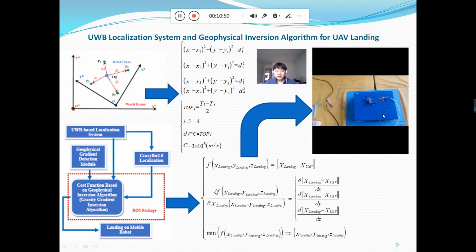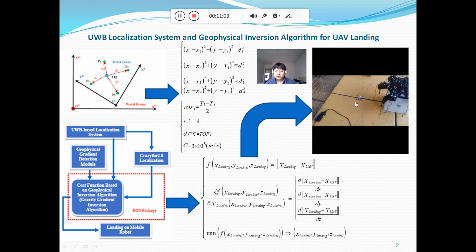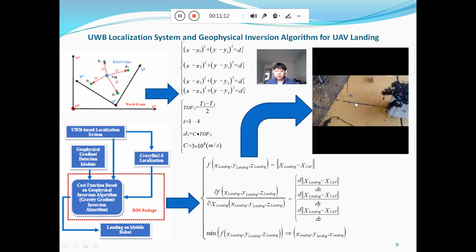This is my current project, and this is my initial idea. I use the UWB localization technology to locate this UAV, and I can put a small gravity sensor on this mobile robot, and the gravity sensor can detect the gravity gradient anomalies. Then we can use the gravity gradient inversion method to calculate the relative distance between this UAV and the mobile robot.